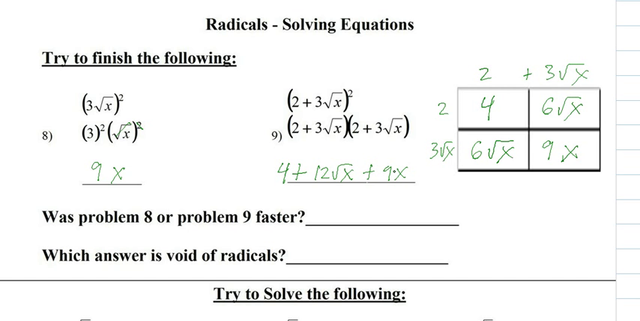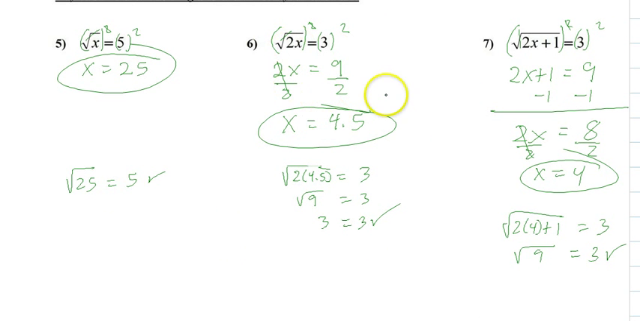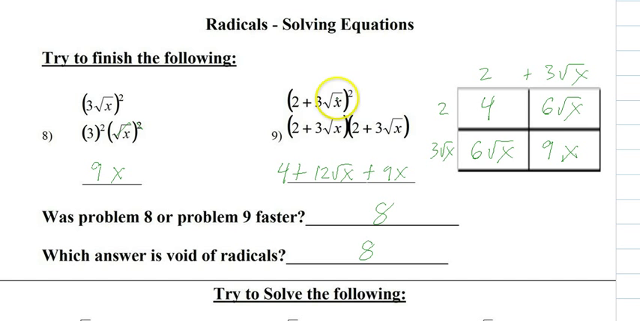So I have two questions for you. Was problem 8 or problem 9 faster? Problem 8. Which answer does not have radicals? Problem 8. Remember, the whole point of squaring both sides is to remove the radical. So if the problem looks like this and you square it, it's not going to delete the radical. It's also horribly ugly. That's the nicer form.